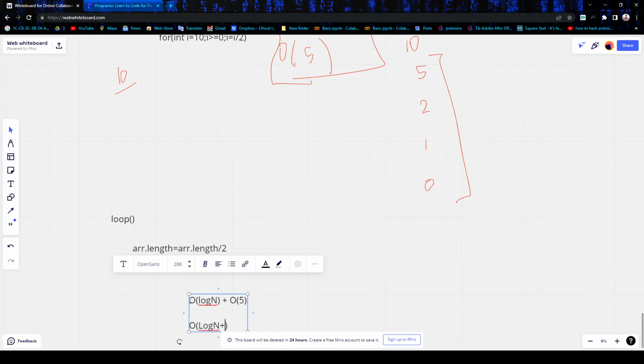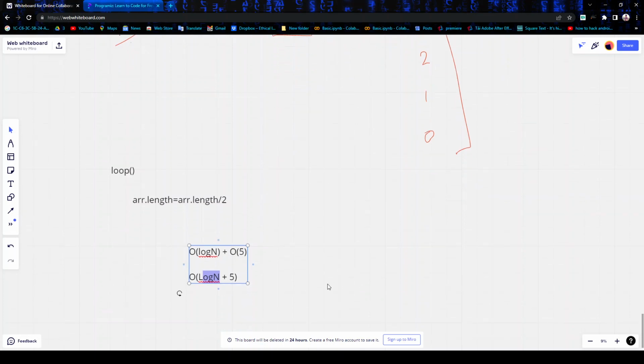The 5 is not attached with n. It is a different statement, and another one is a different statement. So that depends on the algorithm itself. You can practice 5 to 6 algorithms easily and understand what the time complexities are, and we also know what the space complexities are.